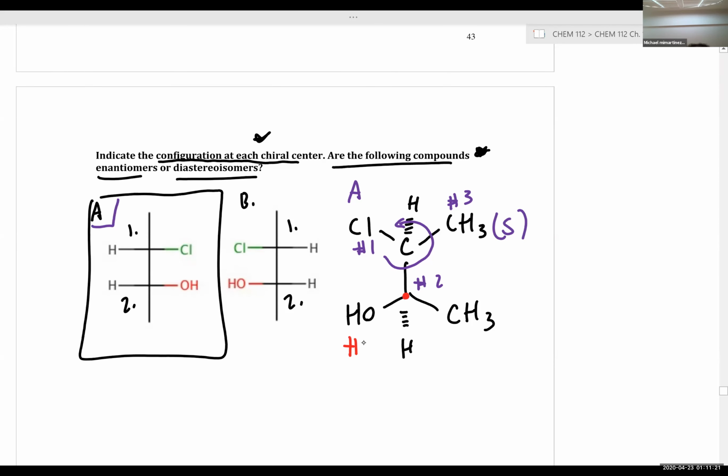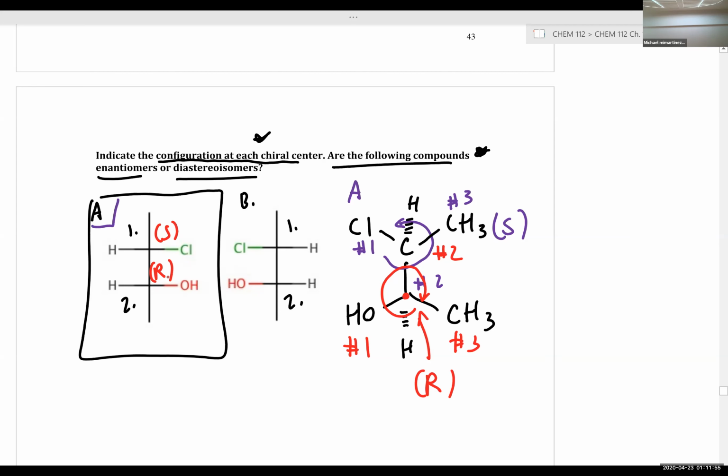Now let's repeat this process for stereocenter number 2. So our alcohol gets highest priority, then our carbon, then our methyl group. We trace from highest to lowest priority. If we're going clockwise, is stereocenter number 2 going to be R or S? If it's clockwise, what do we call that? R, exactly right. So we have our assignments of S and R for structure A.